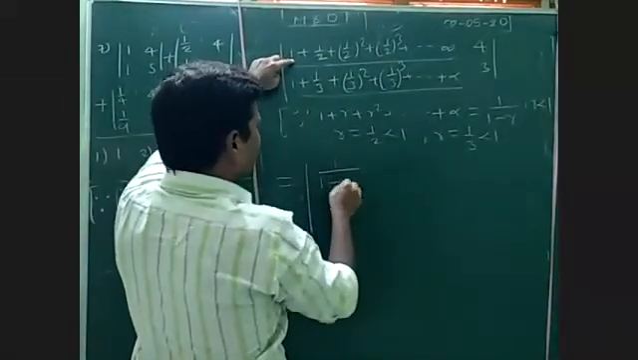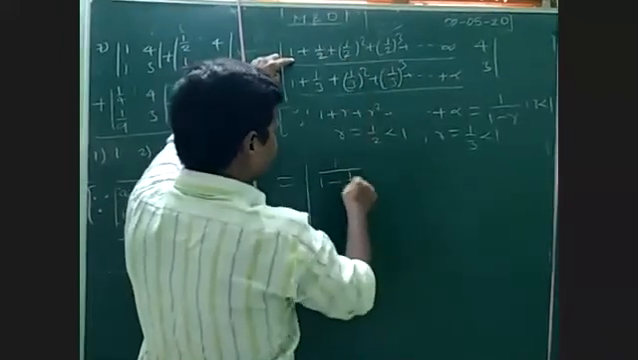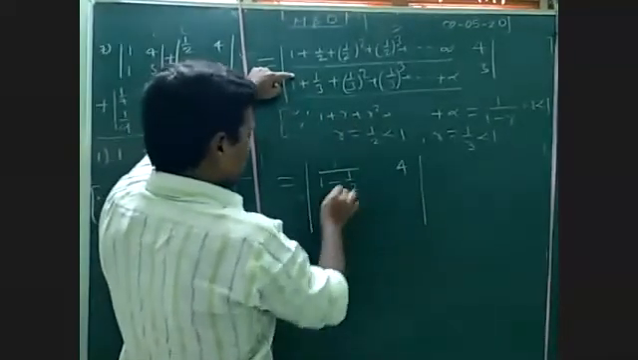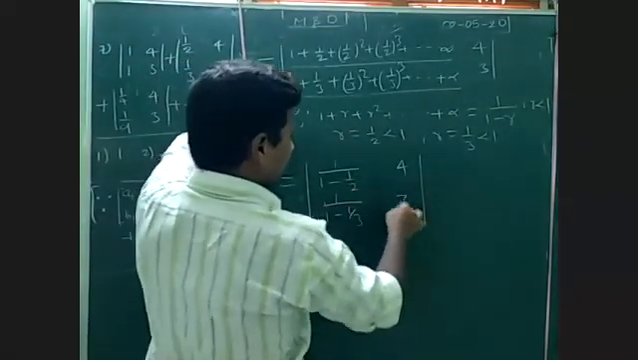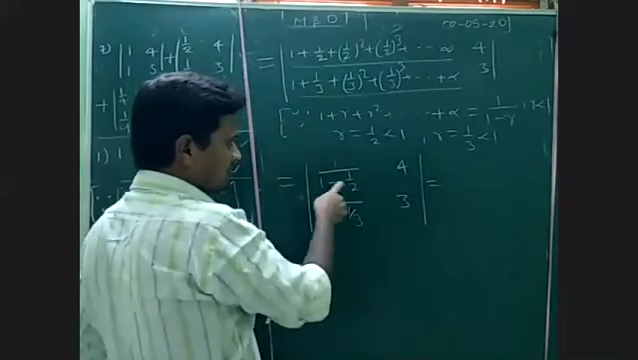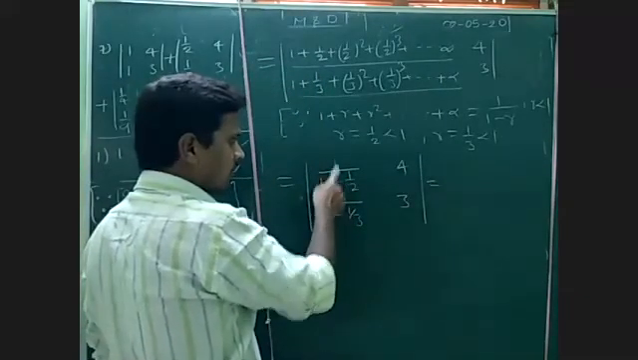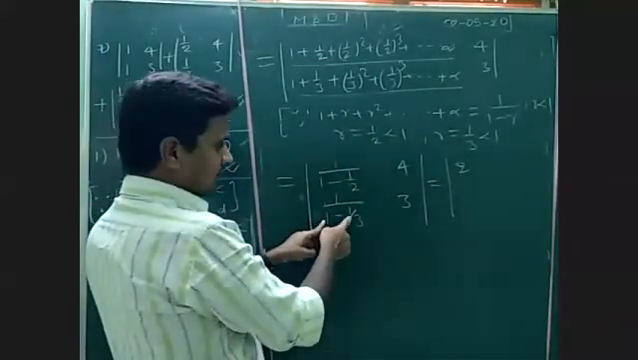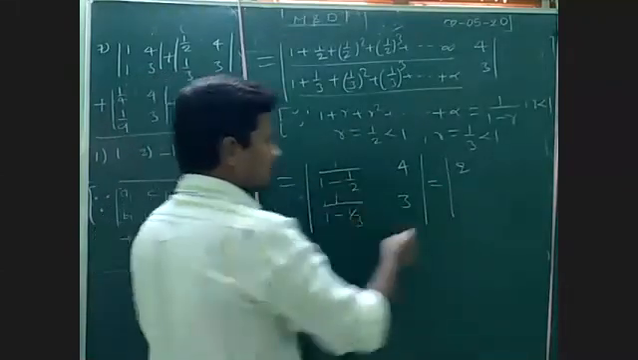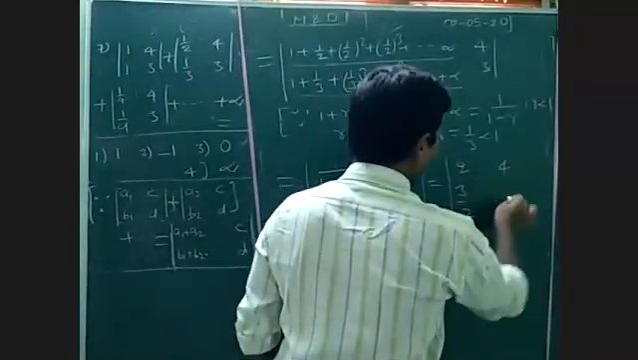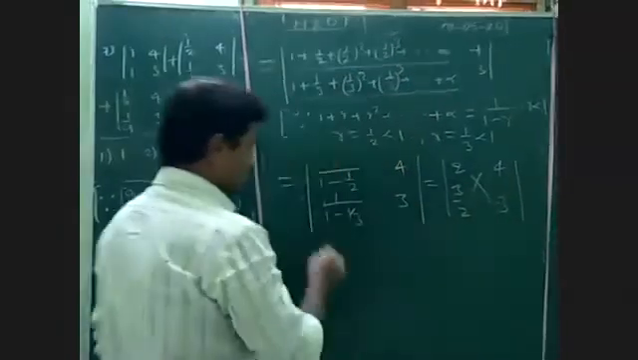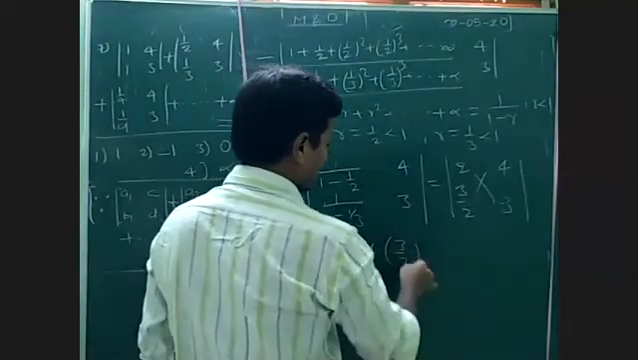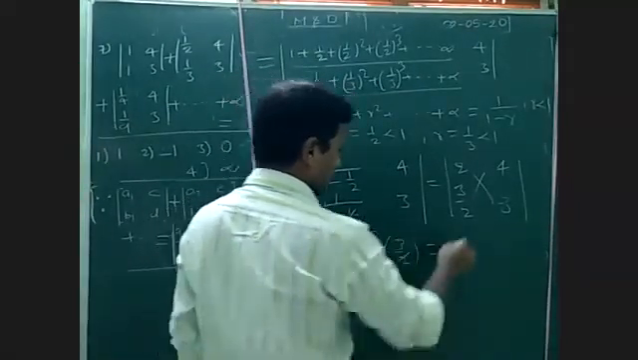1 by 1 minus r, the r value here is 1 by 2. 4. Here apply the same formula: 1 by 1 minus 1 by 3. Here 3. Simplify: 1 minus 1 by 2 is again 1 by 2, and 1 by 1 by 2 is clearly 2. Here 1 minus 1 by 3 is 3 minus 1 by 3, that is 2 by 3. 1 by 2 by 3 becomes 3 by 2. That's 4 and here 3. Determinant of 2 by 2: 2 times 3 is 6 minus 4 into 3 by 2. The answer becomes 6 minus 6, which is 0.